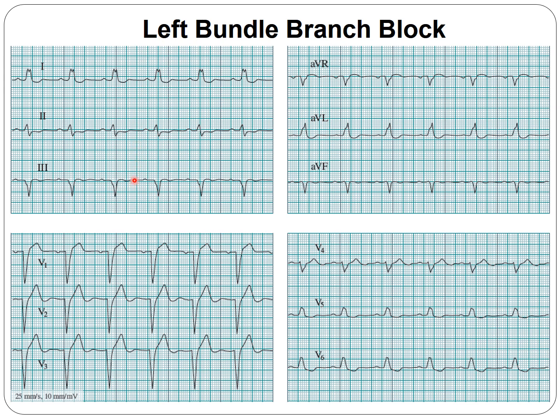The axis, as you see here, is a left deviation because lead 1 is positive, aVF negative, and lead 2 a little bit positive.